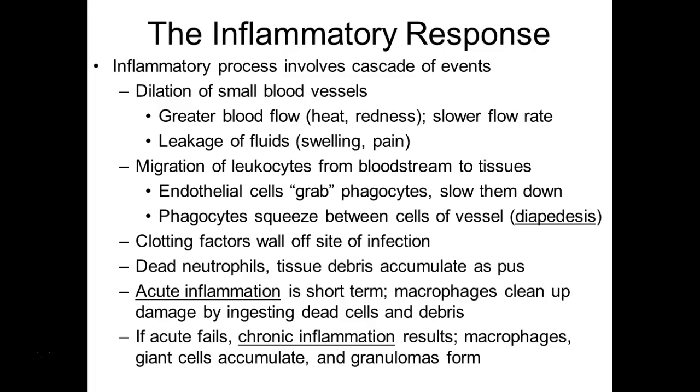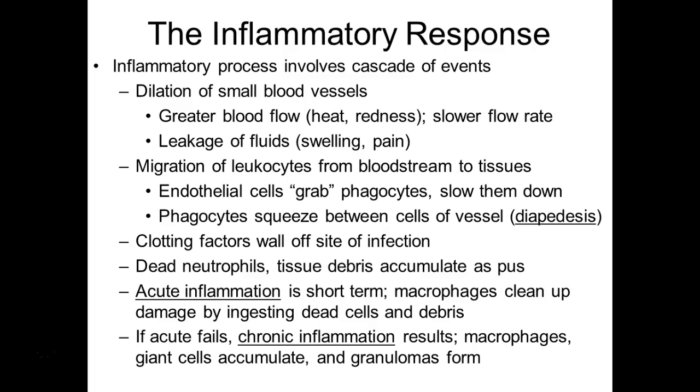What is truly happening, though, is that those white blood cells, those leukocytes, are grabbing on to those endothelial cells. This will slow them down, allow them to squeeze through, right, diapedesis through the blood vessel into the area. And these are phagocytic cells. These are cells that can engulf the bacteria and literally destroy them. Clotting factors are going to wall off the site of infection, right? We want to try and localize it to a particular area.